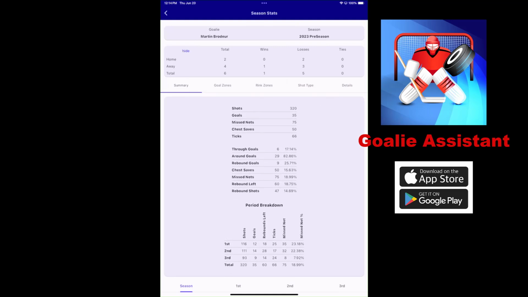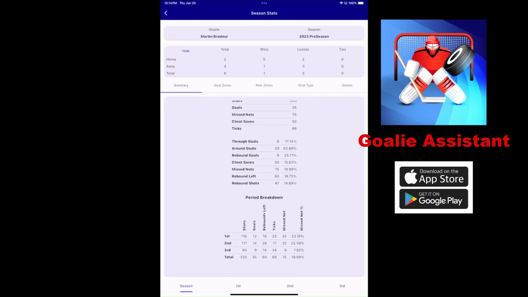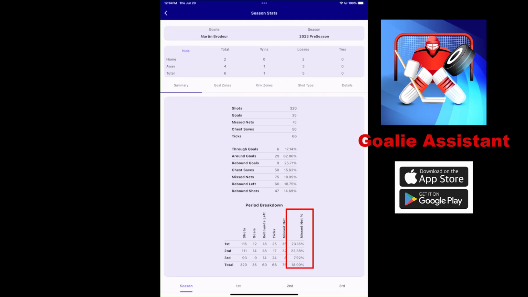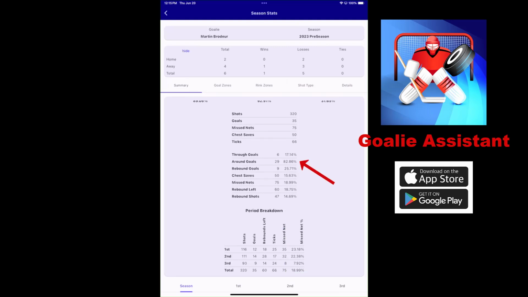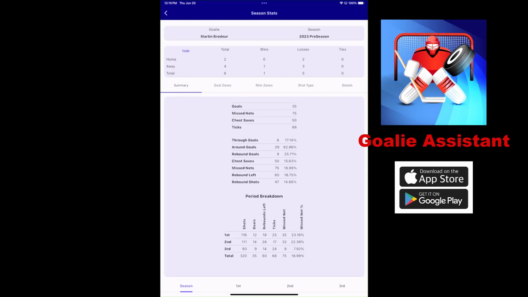I always love looking at things like over his season, we can see that in the first period he has 23% missed net, in the second 22, and in the third it drops nearly 8%. So he's clearly wearing down and getting tired. 82% of his goals are around the goalie, right? 15% are chest saves. I would like a higher percentage of chest saves. Missed nets, 19%. That's not bad. The more missed nets, the better, right? Chest saves, missed nets, and so forth.